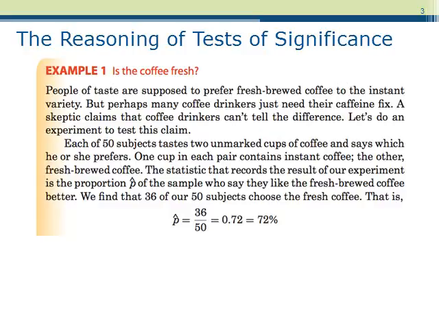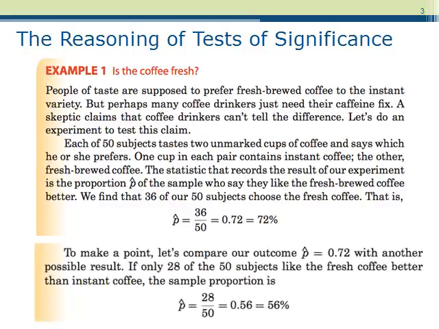The statistic that records the results of our experiment is the proportion p hat of the sample who say they like the fresh brewed better. Suppose that we find 36 of our 50 subjects prefer the fresh coffee. In this case, p hat is equal to 36 out of 50, or 72%. For the sake of argument, let's also consider another potential scenario. Suppose only 28 of our 50 subjects like the fresh brewed coffee better. Then our sample proportion would be p hat equal to 28 over 50, or 56%.